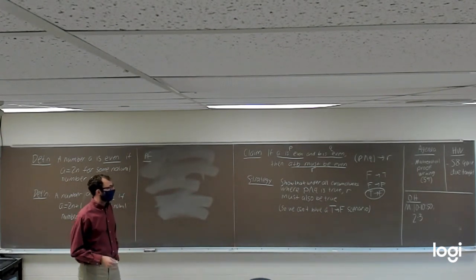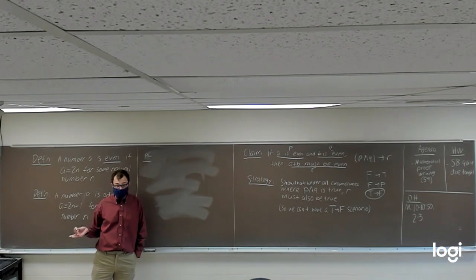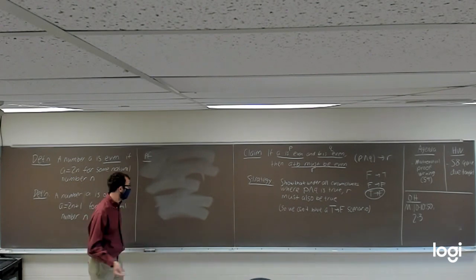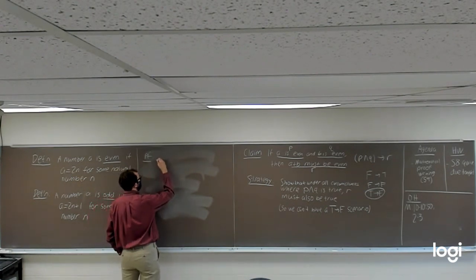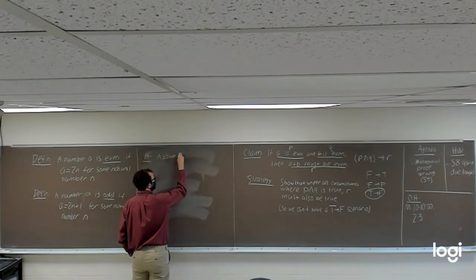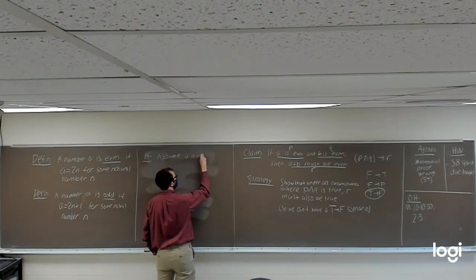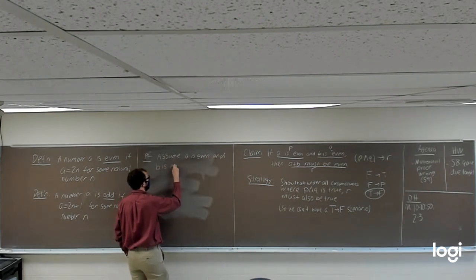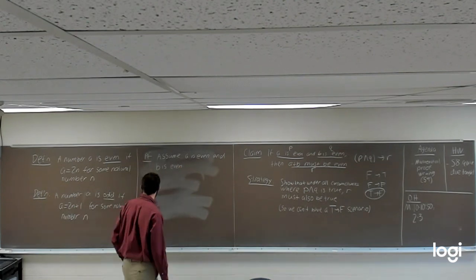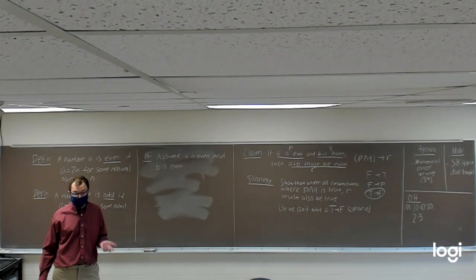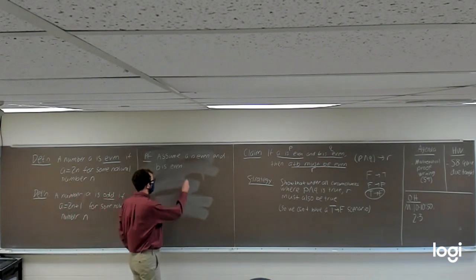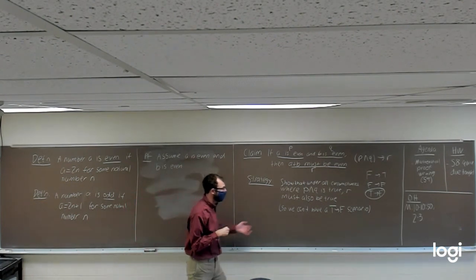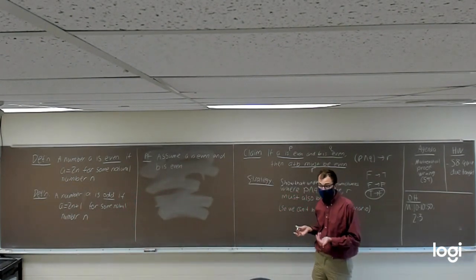So our first line of the proof is basically just going to be: assume that P and Q is true. Because if P and Q is not true, we don't care what happens. So we're going to start by saying, assume A is even and B is even. In other words, we're assuming P and Q is true. And now we just need to show that under these assumptions, statement R must evaluate to true as well.